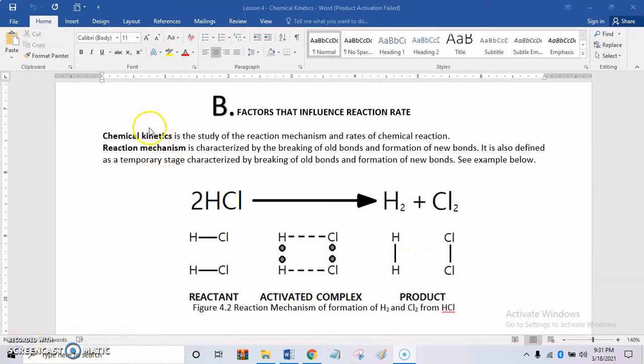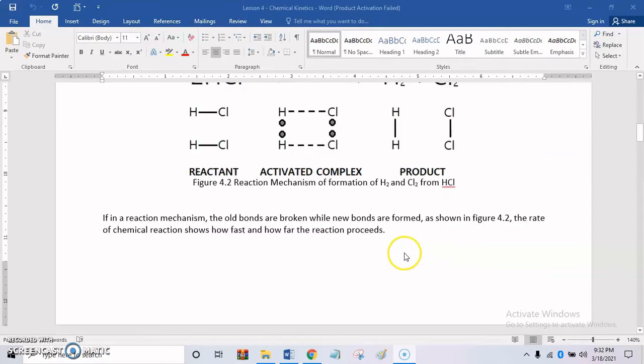And what is chemical kinetics? It is the study of the reaction mechanism and rates of chemical reaction. What is reaction mechanism? It is characterized by the breaking of old bonds and formation of new bonds. It is also defined as a temporary stage characterized by breaking of old bonds and formation of new bonds. Ito na siya. Explain ko kanina, from old bonds to new bonds. That is a reaction mechanism.